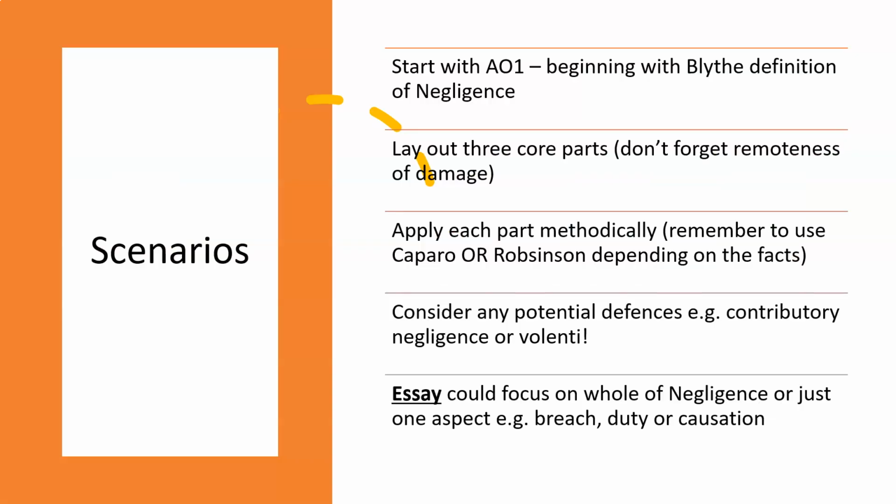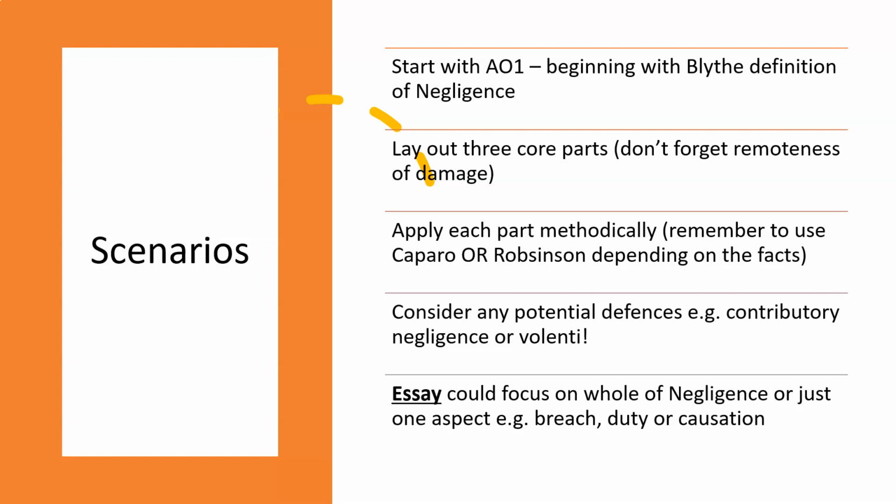So it's just worth mentioning some bits on scenario here. Obviously, when you're writing a scenario on negligence, make sure you start with the AO1. Always begin with the Blyth definition of negligence. People often forget that. They go straight into what the test is, but they forget to actually define what negligence is. So remember, an act or omission that causes damage or injury. Make sure you lay out the core parts, and like I said earlier, don't forget remoteness of damage, because that's a classic thing that people always forget in the Wagon Mound.